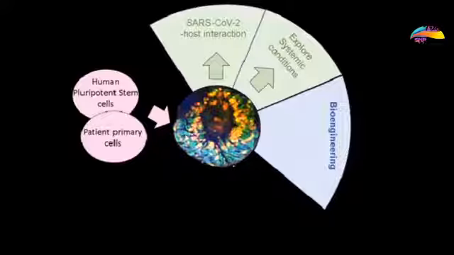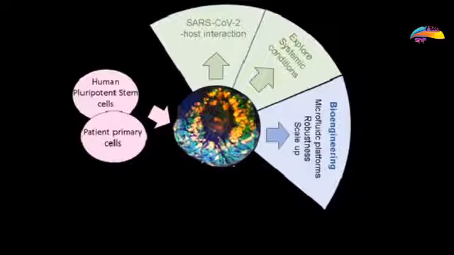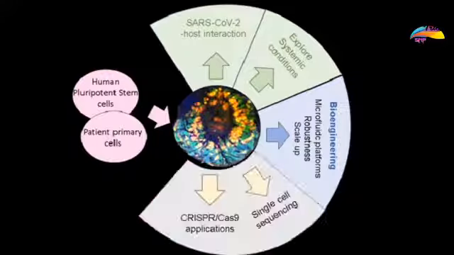Of course, we are using bioengineering approaches to further find robust platforms for the derivation of kidney organoids and the scaling up of these platforms, for further disease modeling with CRISPR-Cas9 applications for the derivation of engineered lines that are defective for ACE2 and SARS-CoV-2 expression or response.